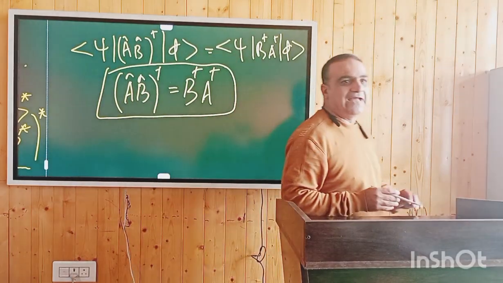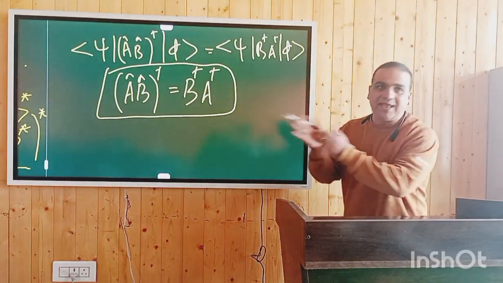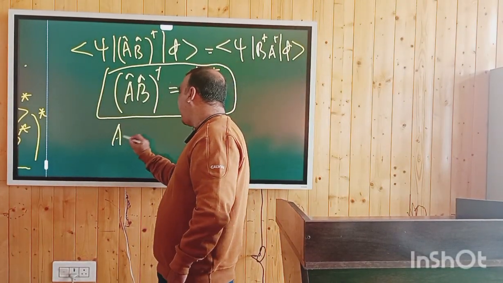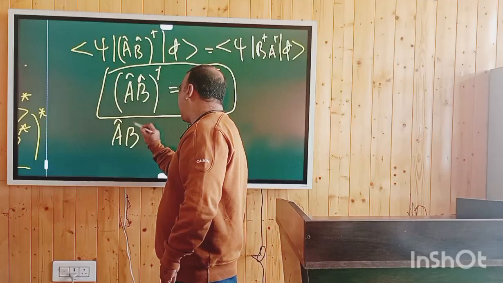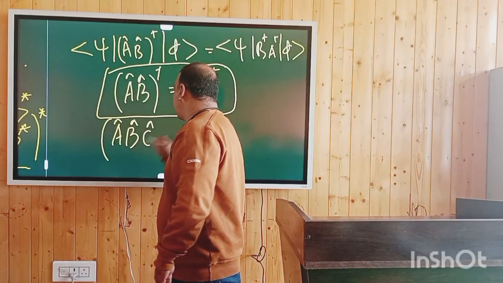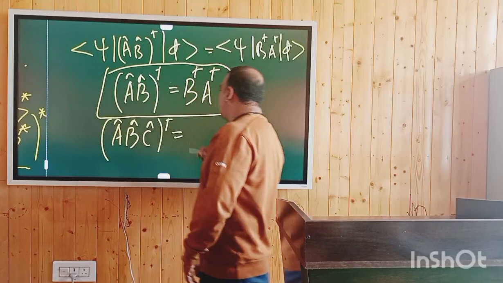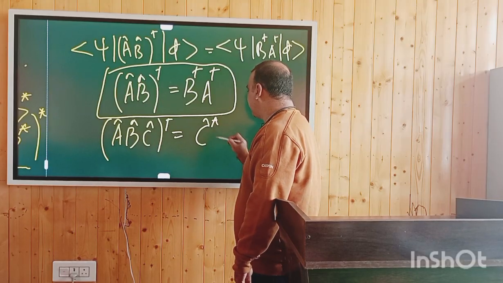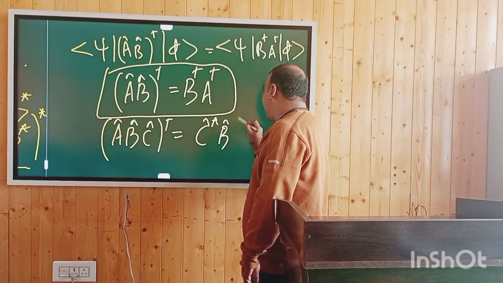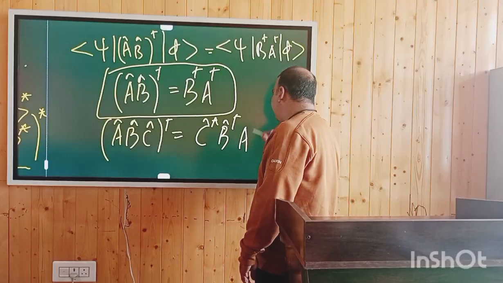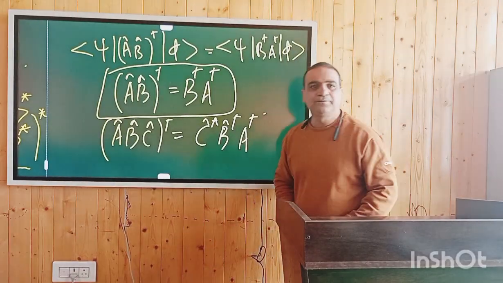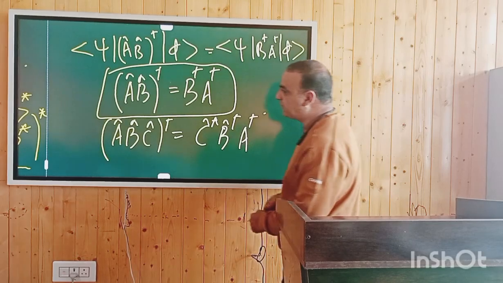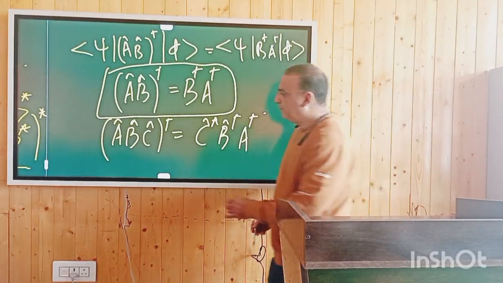Is this clear? Okay, so you can generalize this equation for larger numbers of operators. Suppose I have (A cap B cap C cap) raised to the power dagger. Then you can write it as C dagger, then B dagger, and then A dagger. Is this clear? You got it? Okay, so can I move on?